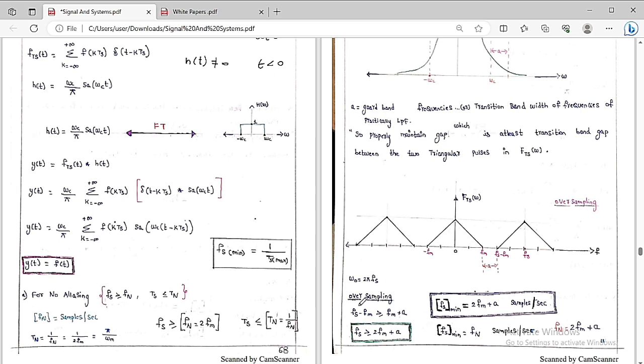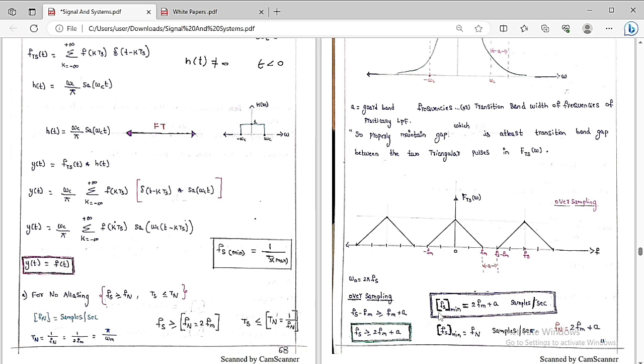So now, what is the meaning of oversampling? Oversampling means no overlapping. I've already told you, there is no overlapping when fs minus fm is greater than or equal to fm plus a, which means the gap between these two waveforms should be at least a. So oversampling means no overlap.